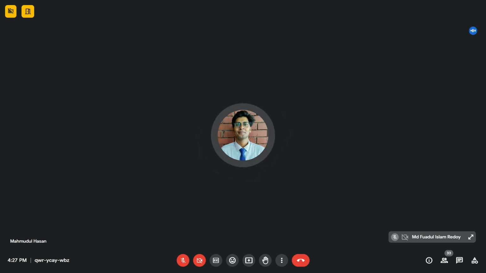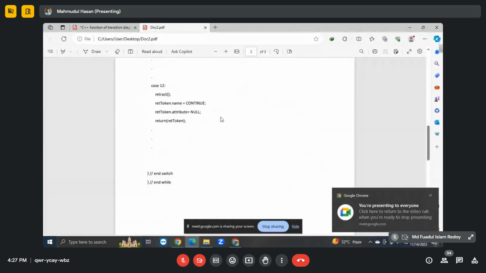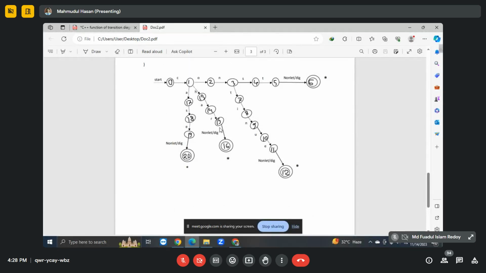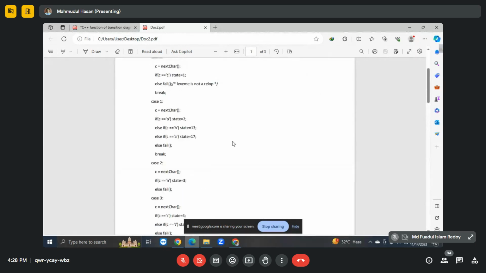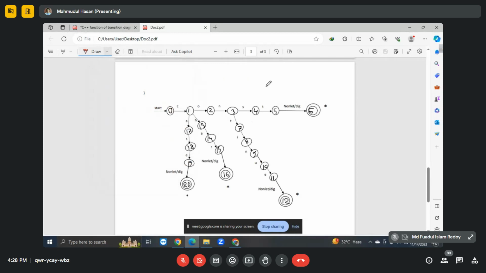Okay, I will discuss keywords now. I think I discussed this one in the classroom, the const, continue, character and case, is it? Yes. So if you look at this one, I just modified the previous code to write the code of this transition diagram.